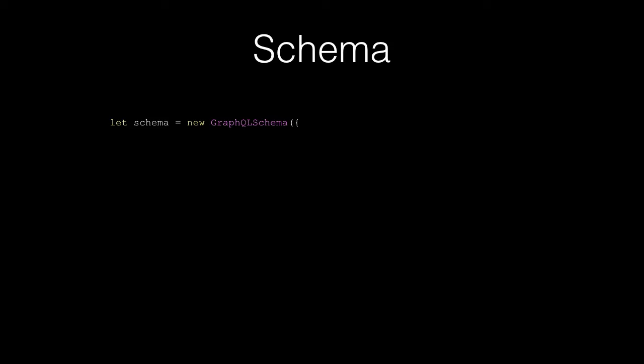So basically, when you implement a schema, you instantiate a new GraphQL schema, and then you have to implement a query. There's a little bit of boilerplate.